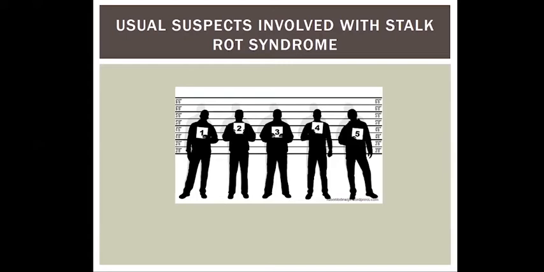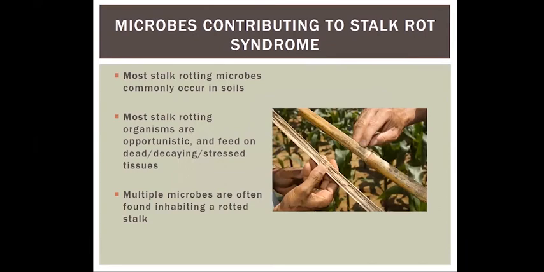So managing these often is going to involve a combination of practices to hedge your bets and reduce the chance that you're going to deal with stalk rot issues. Most of the things that we're going to do for managing stalk rots are practices that alleviate stress on our plants, and those are going to be very important.